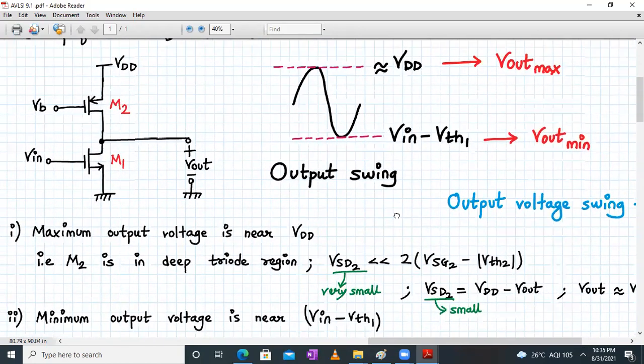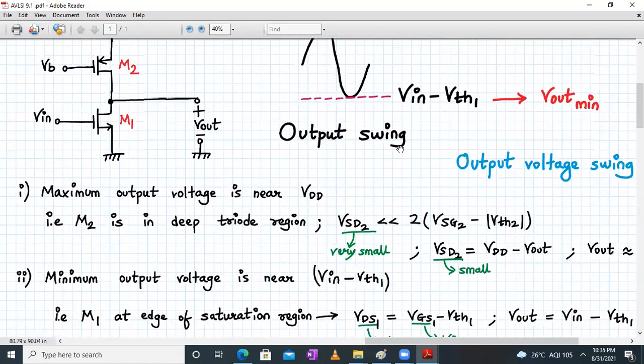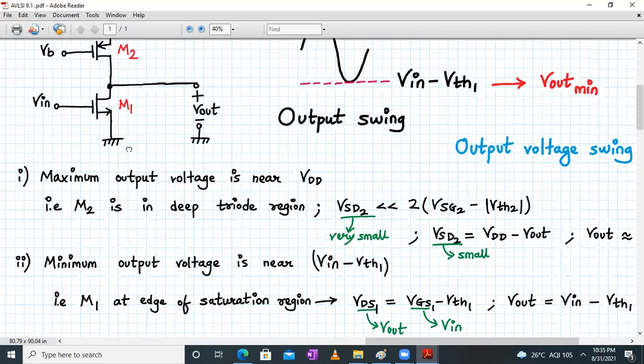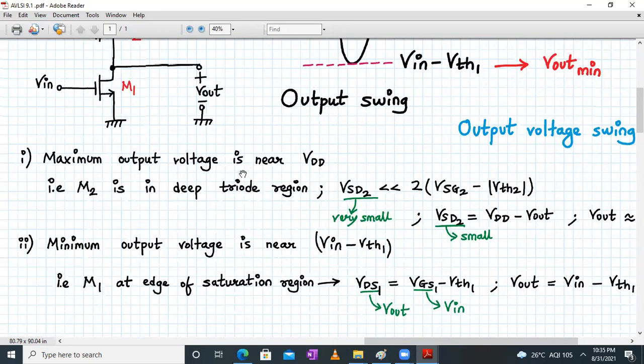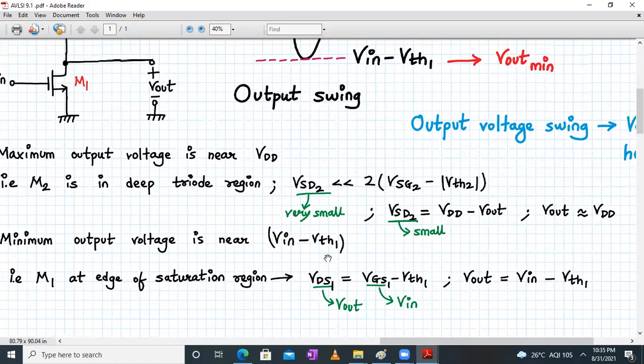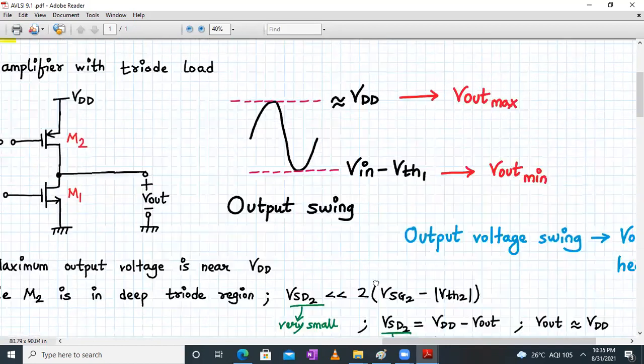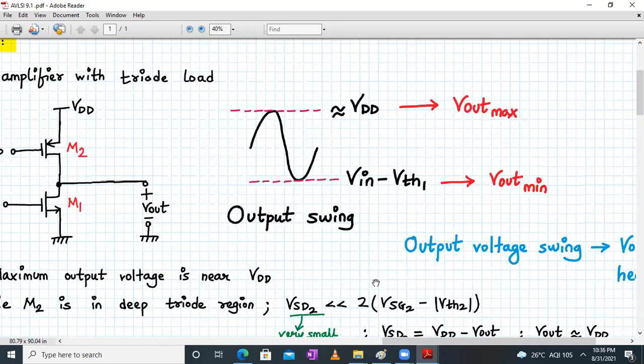Let's check the condition for V out minimum. The minimum output voltage is near V in minus VTH1. That happens when the M1 transistor is working at the edge of saturation. What's the condition for that? VDS1 should be equal to VGS1 minus VTH1. Over here, VDS1 is V out and VGS1 is V in. So we can straightforwardly write that V out is equal to V in minus VTH1. This is the condition for V out minimum, that is, V in minus VTH1.